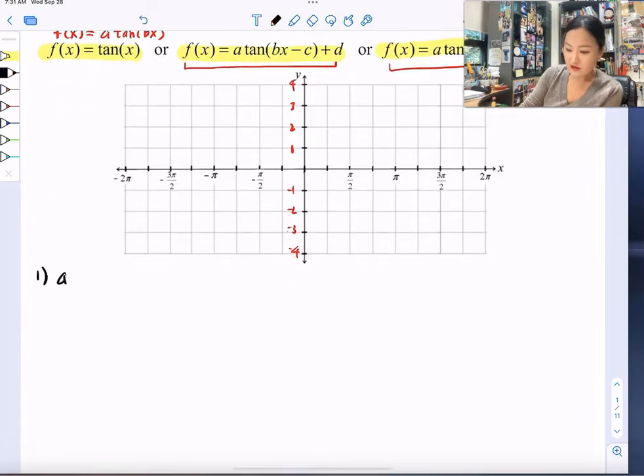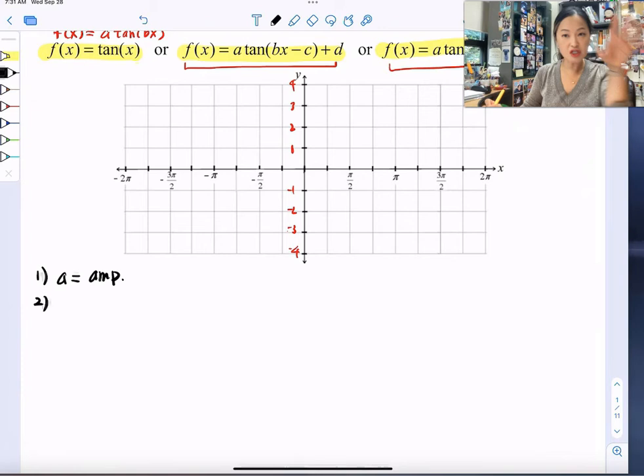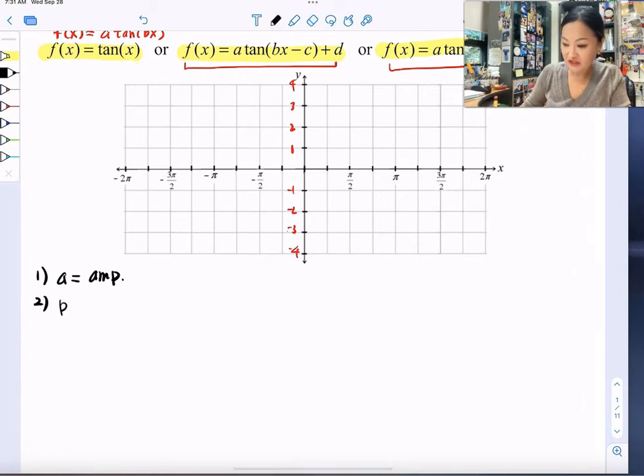First, what do you think the A stands for? Exactly. It's the amplitude, like always. Nothing changes until a little bit later. Number 2, you're right. It always has a peanut butter. So we'll do P first, even though B is first. P, it's a period. But period is a little bit different than sine and cosine.